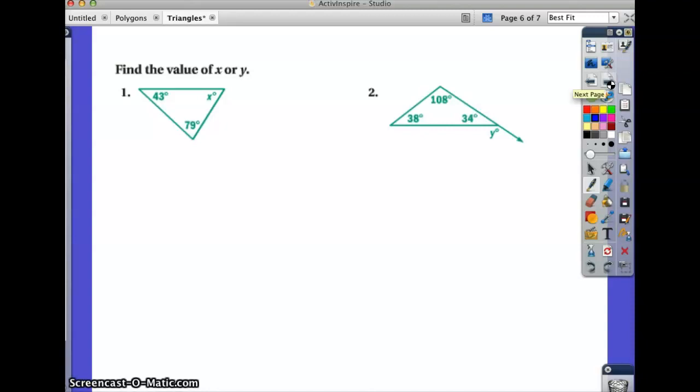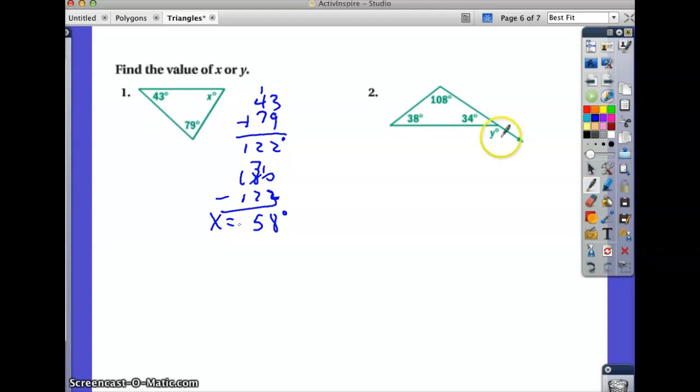Next, find the value of x or y. So these, again, all three angles have to add up to 180. So 43 and 79, 122 degrees. So 180 minus 122, 58 degrees. So x equals 58 degrees.